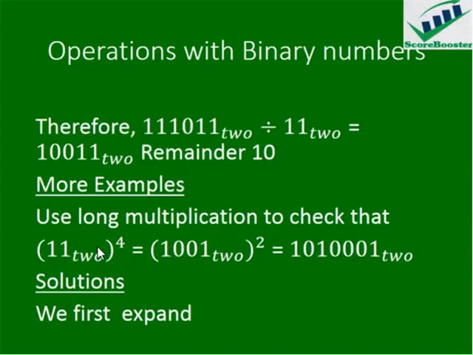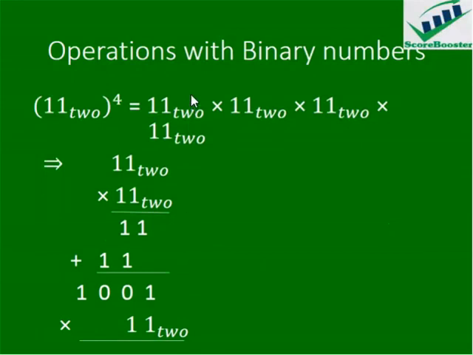So the first thing to do is expand 11 base 2 raised to power 4. What is 11 base 2 raised to power 4? It is 11 base 2 multiplied by 11 base 2 multiplied by 11 base 2 multiplied by 11 base 2. So we take it one after the other. 11 base 2 multiplied by 11 base 2. So 1 multiplied by 1, 1. 1 multiplied by 1, 1. 1 multiplied by 1, 1. 1 multiplied by 1, 1.